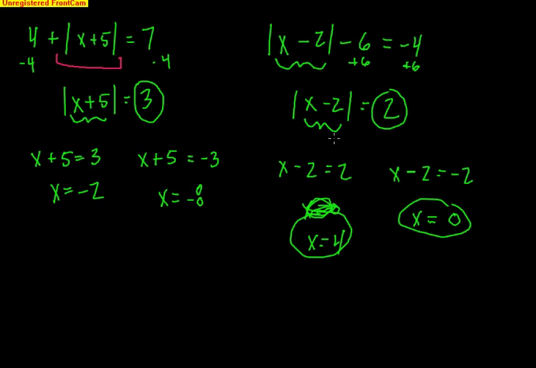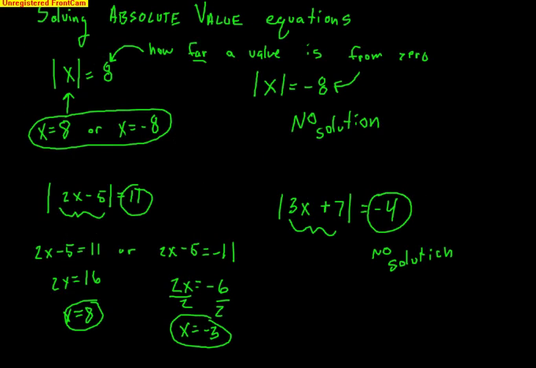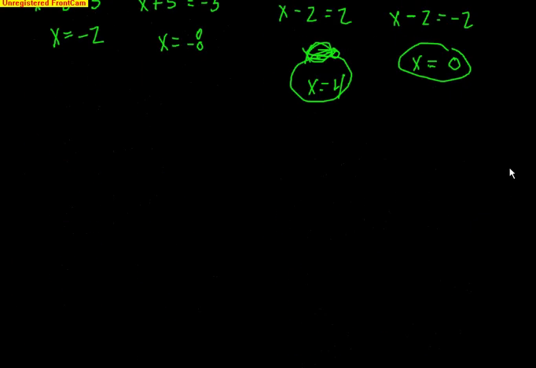4 minus 2 is 2. Hey, 2 is 2 units away from 0. Plug in 0. 0 minus 2 is negative 2, but that's okay because negative 2 is also 2 units away from 0. The main problem occurs in a problem like this right here where it's negative 4, where there's no number in the world that is negative 4 units away from 0, because how far you are away from 0 is a distance, and distance cannot be negative.